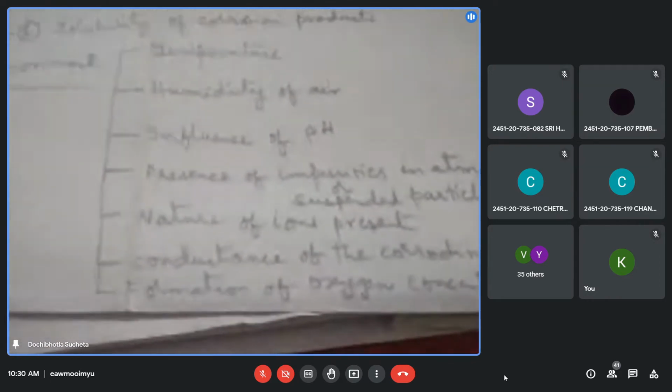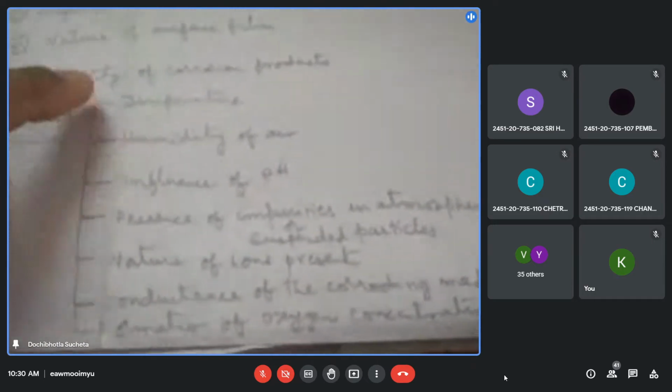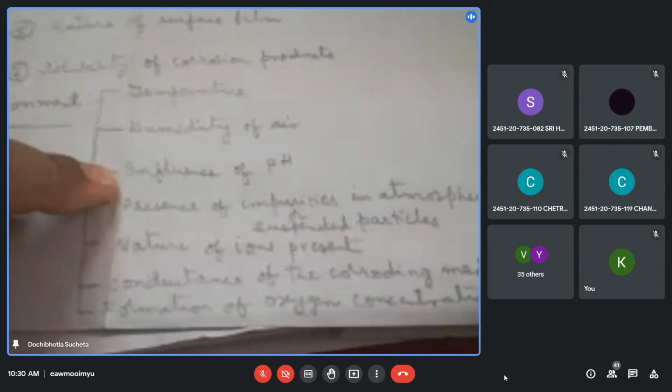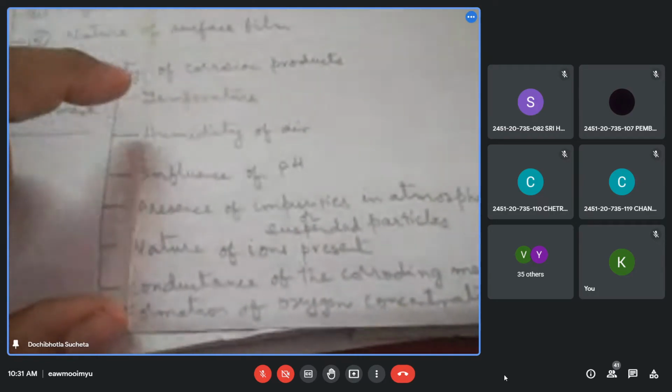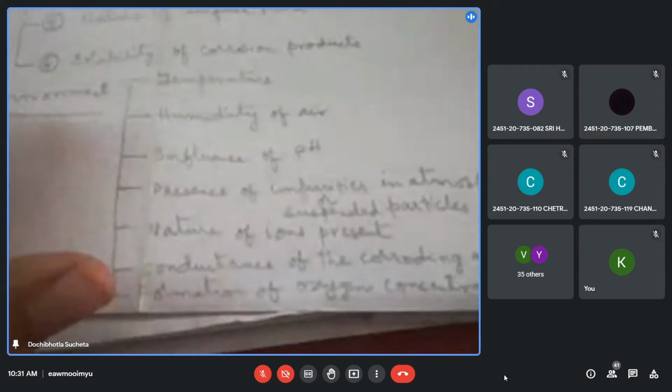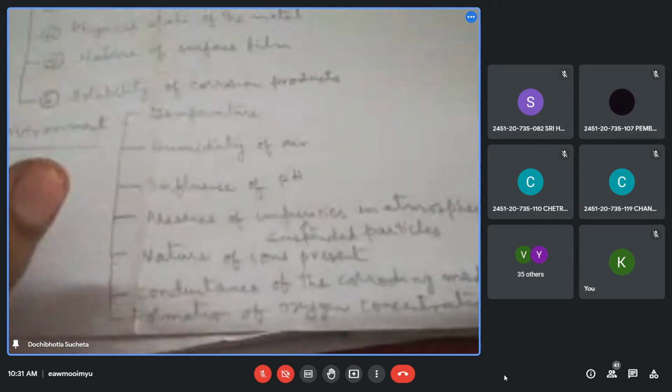Very important, generally asked for 2 marks questions, in which the temperature, humidity, pH, and the concentration cell are most favorite topics. They are commonly asked every time.